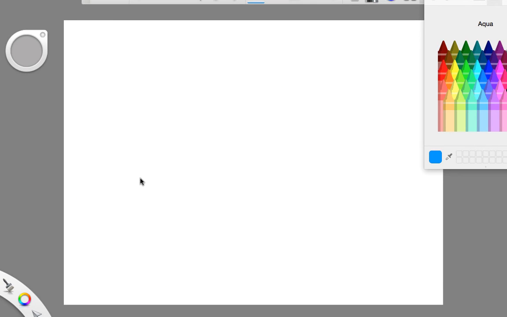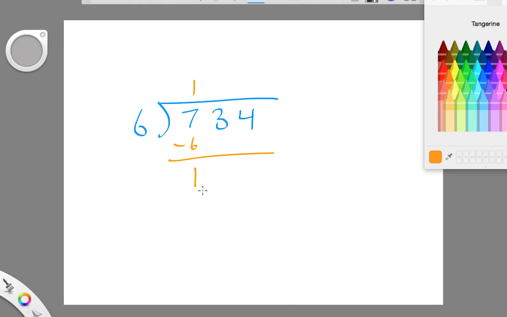Okay, let's do one more just for fun. 6 goes into 734. This is what it just looks like typically. When you get to doing long division, you just think, does 6 go into 7? Once. 1 times 6 is 6. 7 take away 6 is 1.